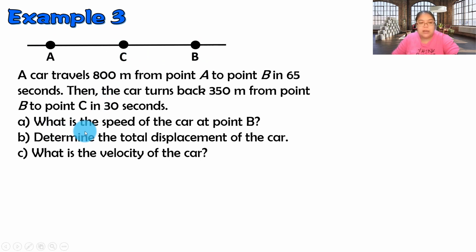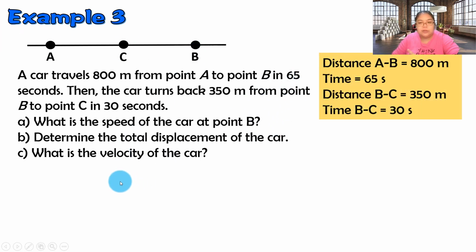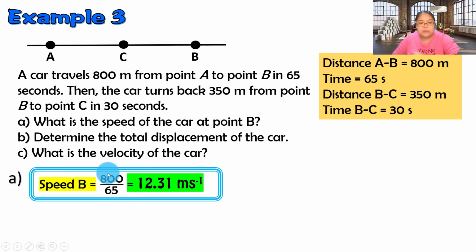First question, they ask what is the speed of the car at point B? So you just do the calculation, no direction. From A to B, 800. Time taken, 65. So we show the info first. Distance A to B, 800. Time taken, 65. When you turn back, B to C, 350, time taken 30 seconds. So the first question, 800 over 65, is 12.31 ms^-1.